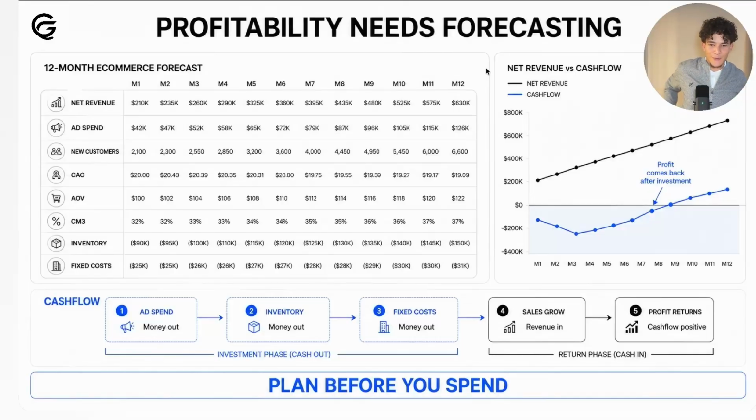And so this is where my favorite thing comes into play, forecasting. Forecasting is where marketing becomes management, right? And the point of this document is simple. You have to plan your marketing before you're spending so that your store optimizes for profit instead of just fancy numbers on the screen. And a good forecast connects the data of your store in the past with future targets. In there, it should map the net revenue, ad spend, new customers, CAC, AOV, CM3, inventory, fixed costs, and so on and so forth. And so the forecast shows what the business can afford.